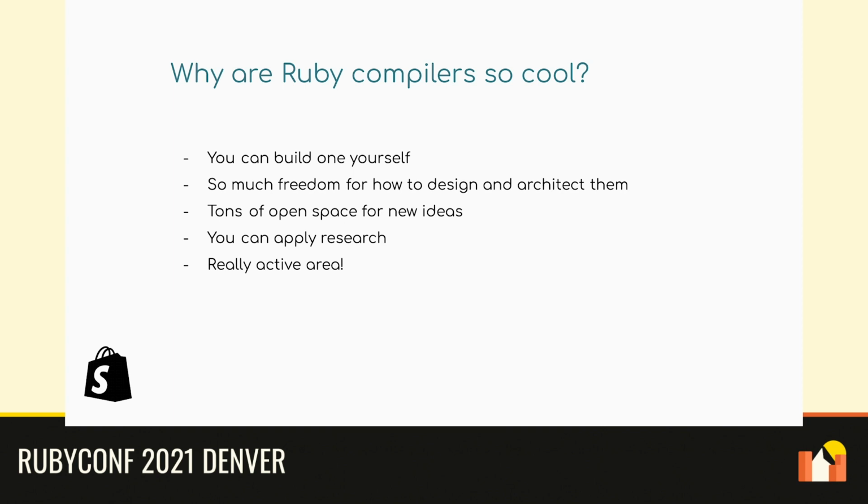Why are Ruby compilers so cool? You can build one yourself. We can see that from how many people have tried to do one. There's so much freedom for how to design and architect them. There's so many different things you can try. There's tons of open space for new ideas. If you've got a big new idea, you can try it and experiment, and you might come up with something completely new. You can apply research, as we've seen: pick up a paper on compilers and see how to apply it to Ruby. And it's a really active area. There's so many compilers which are still being worked on today.